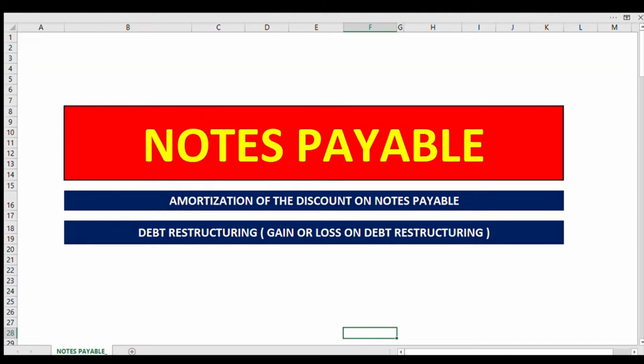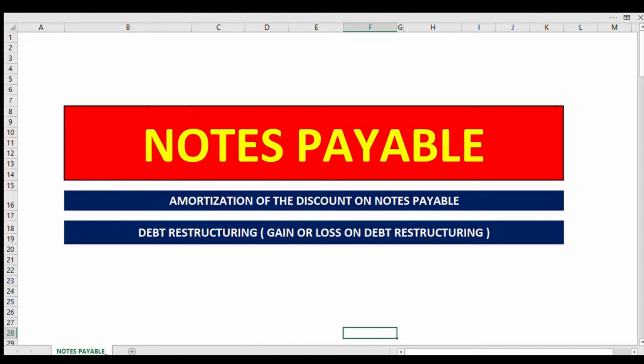Everybody, ang ating topic for today is going to be on notes payable, particularly on the amortization of the discount on notes payable and debt restructuring, gain or loss on debt restructuring.